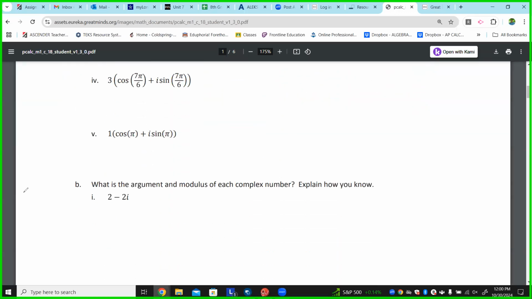Number 4. What is the modulus on 4? 3. What is the argument on 4?